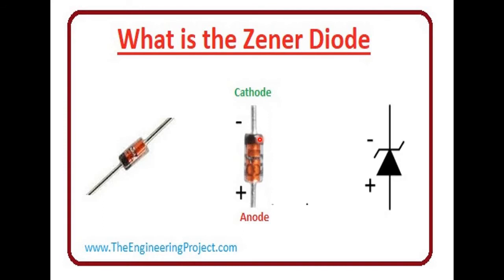And another thing, the symbol of the Zener diode is provided here. There will be a triangle, then a Z-like symbol at the tip of that arrow. So that tip and that Z-like symbol refer to the cathode. The other end is of course the anode. Okay, so this is related to the actual structure and symbol of the Zener diode.